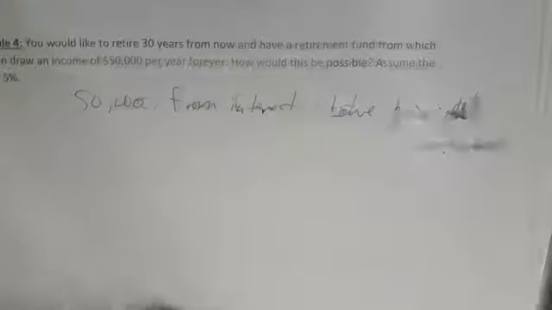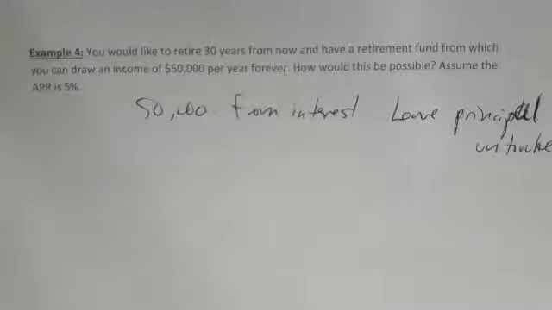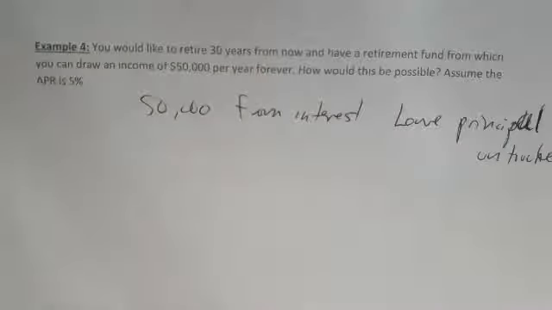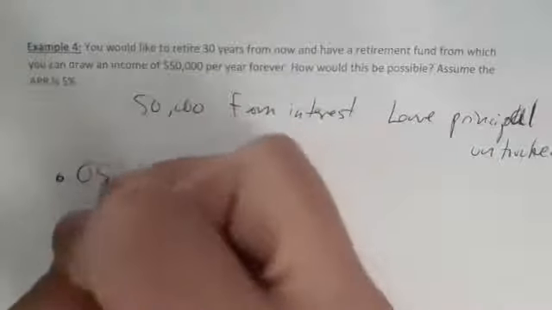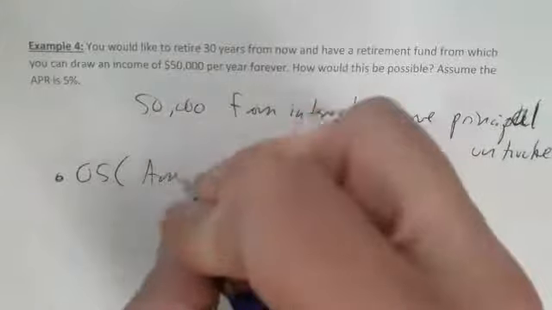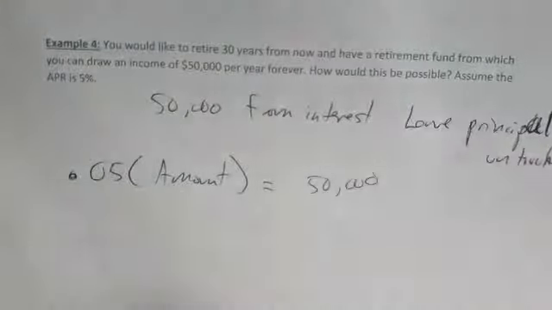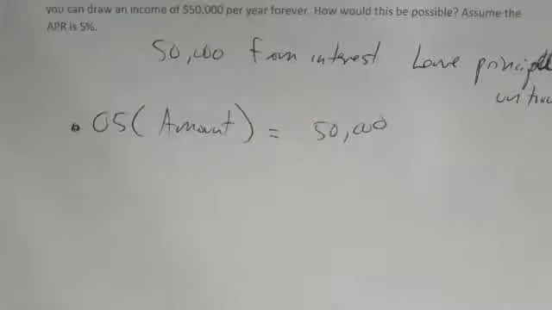Okay, so if we're going to get this 50K from interest and our interest is 5%, each year we want to get this 50K. So if our interest rate is 5%, this is telling me 5% of some amount that's in my account is going to give me that 50K. So how much do I have to have in my account to have just that 50K, just skimming off the interest of that 50K each year?